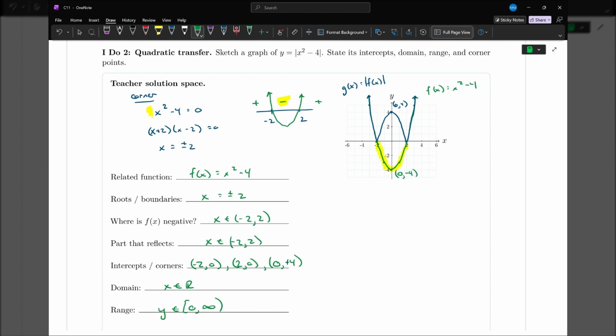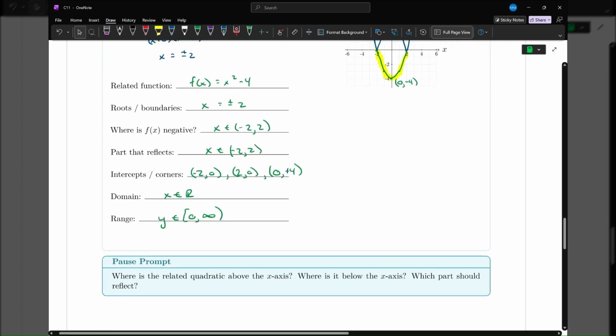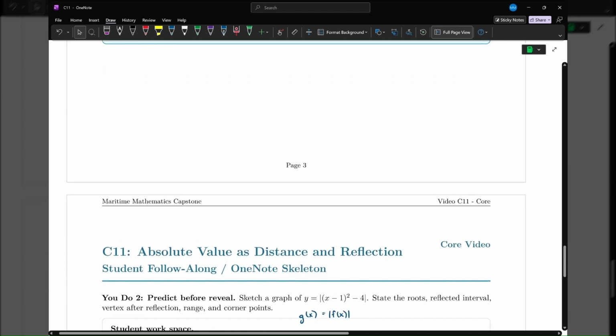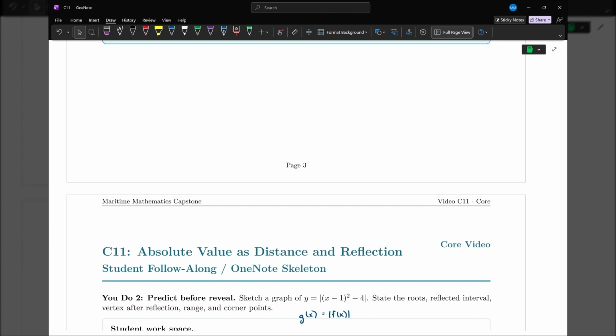So all done. I got one more for you to try here. Your question is right here: sketch a graph of the function y equals absolute value of x minus 1 squared minus 4, and state all the things. As you attack this question, you're thinking, what are the roots of the related quadratic? Where are you below the x-axis? And what point will the vertex reflect to? Look at the inner structure. It's a little different here. Pause the video, try the question, and we'll pop back on to quickly discuss the answer.